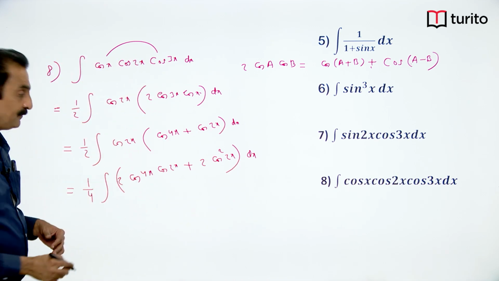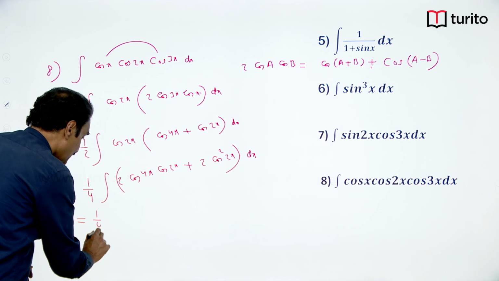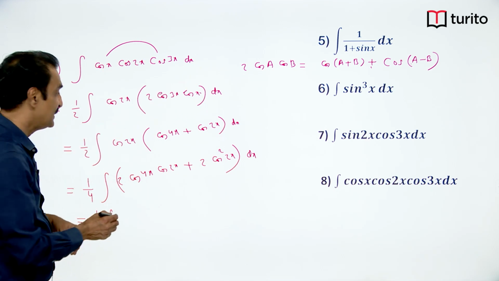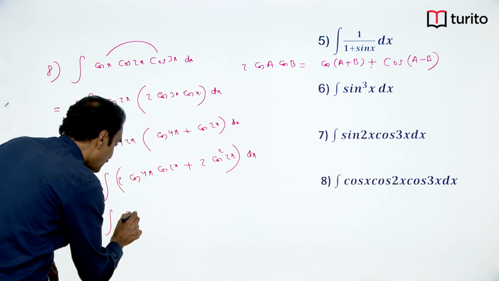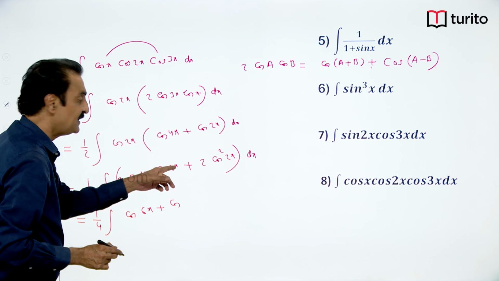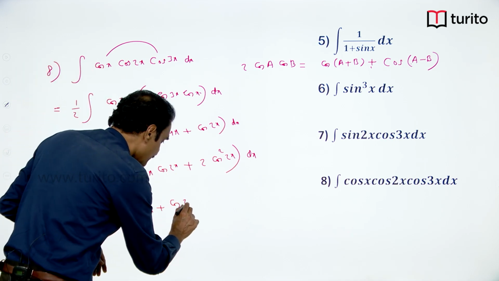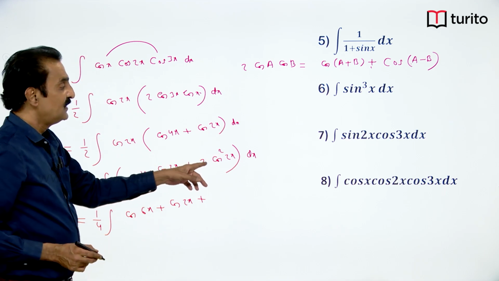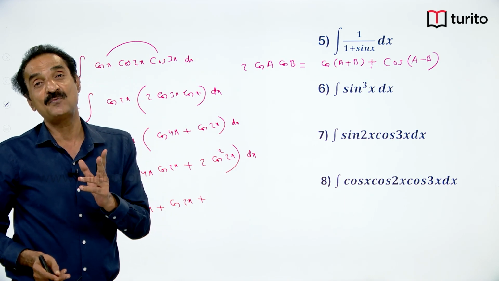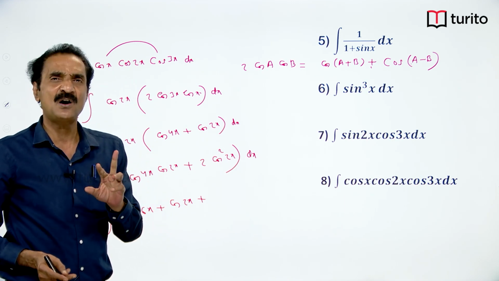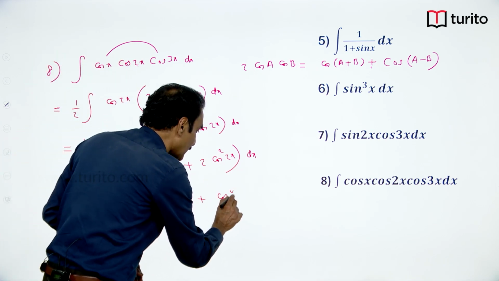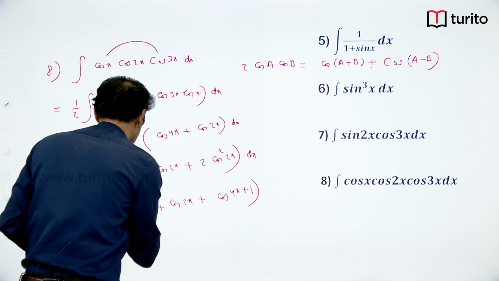Now, applying that formula, 1 by 4 integral 2 cos A cos B is cos A plus B plus cos A minus B. Cos A plus B is cos of 6x, plus cos of A minus B, 4x minus 2x is 2x, plus this is 2 cos square theta. The formula in trigonometry is 2 cos square theta can be written as 1 plus cos 2 theta or cos 2 theta plus 1. Cos 2 theta means cos 4x plus 1.